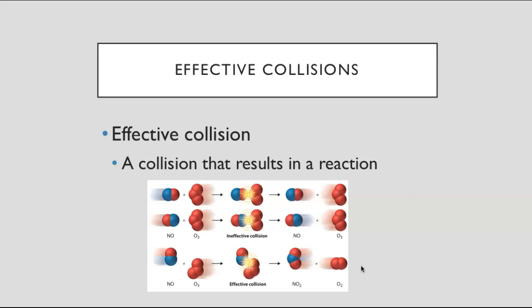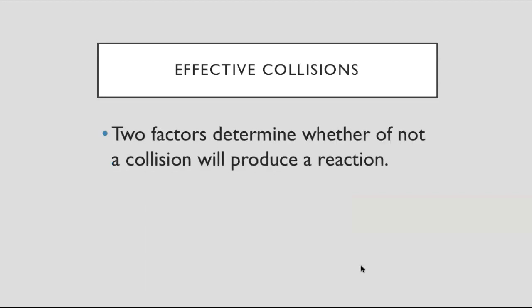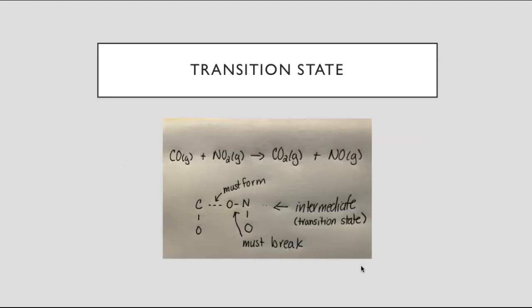Not this particular reaction, but another reaction, and we're going to look at the factors that control whether or not a collision is effective. So there are two main factors that control whether or not a collision is effective. And those factors are activation energy and orientation. So we're going to look at each of those separately, and we're going to see how they control a reaction.